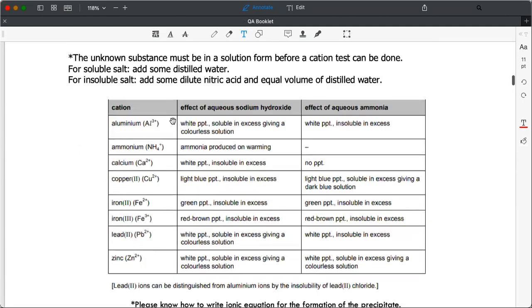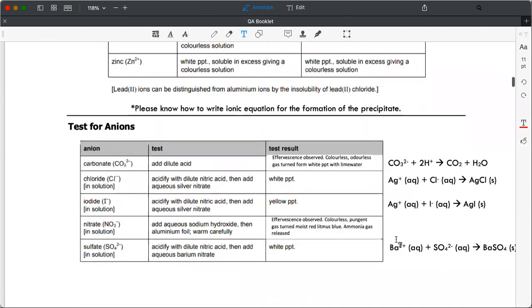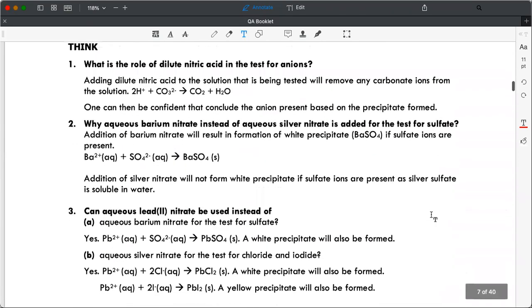Then you need to know how to write the observations for the cations and anions. And of course, questions on ionic equations will be tested. And these are the thinking questions which test you on your understanding of the procedure. For example, the role of acid is to remove any carbonate present before you do the precipitation reaction between the anions in the unknown and the reagent. The cation of the reagent, for example, barium 2+, is added to test for sulfate ions.